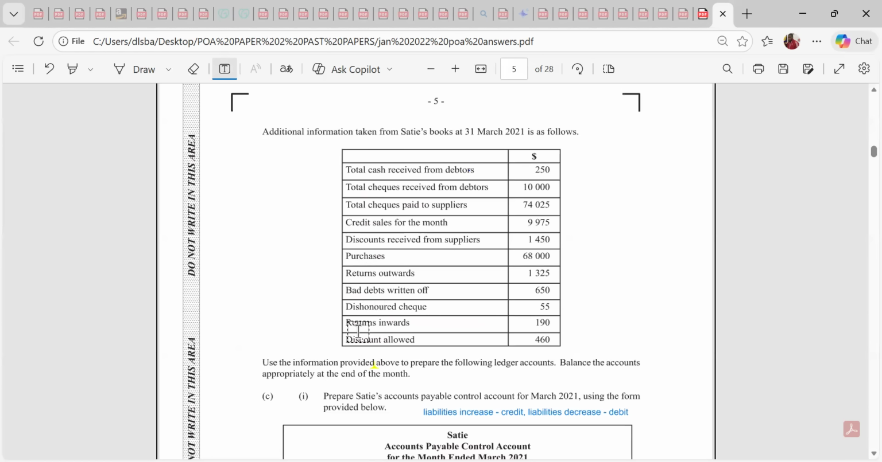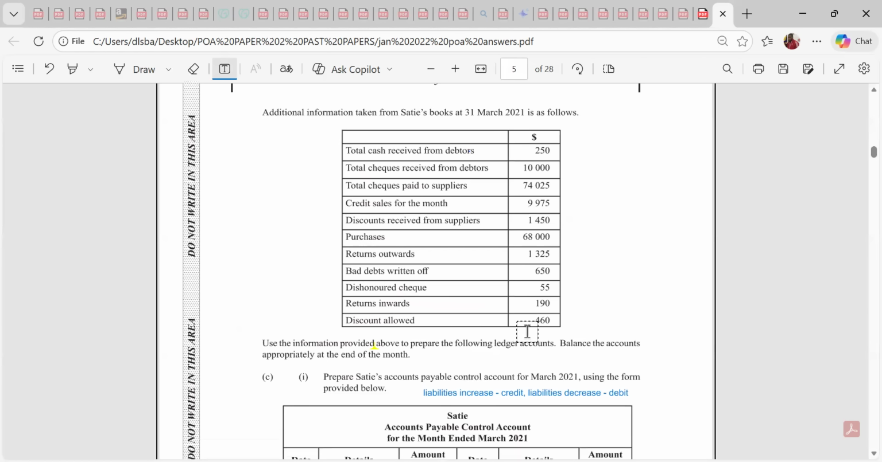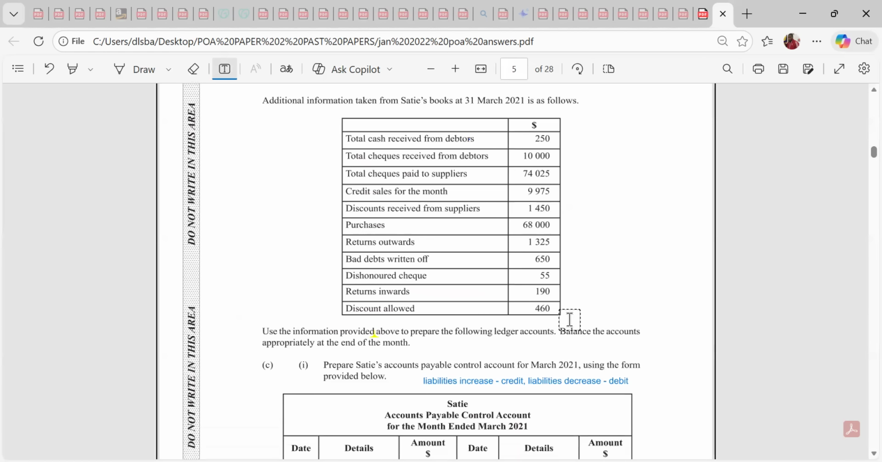And they ask us to use the information provided above to prepare the following ledger accounts. Balance the accounts appropriately at the end of the month. First one they ask for is a payables control account. So the payables control account, think of it as one big account for all your payables going into one place.